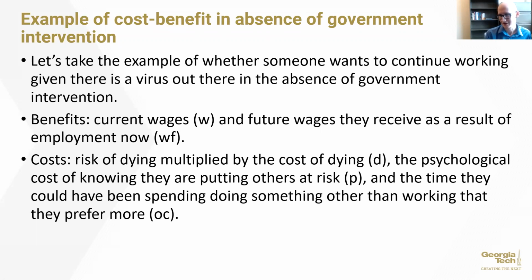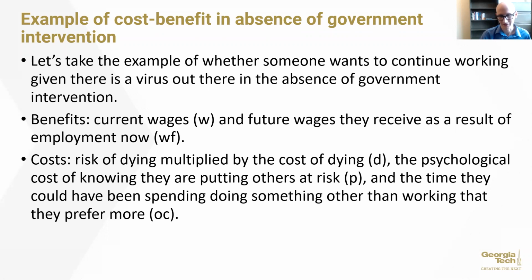The costs are possibly the risk of dying multiplied by the cost of dying. People might say, oh, well, how do we determine the cost of dying? Well, in economics, there are methods that we use to estimate what risks people are willing to take for certain benefits. And so people do assess their risk of dying when they choose to work or not work. And so it's an important consideration in anyone's benefit cost calculation. There's also the psychological cost of knowing they're putting their friends, family members, and community members at risk. So let's call the risk of dying multiplied by the cost of dying D, and the psychological cost of knowing they're putting others at risk P.